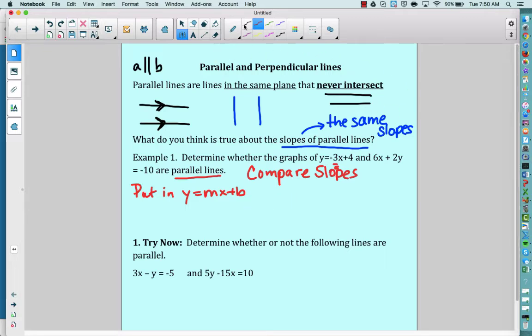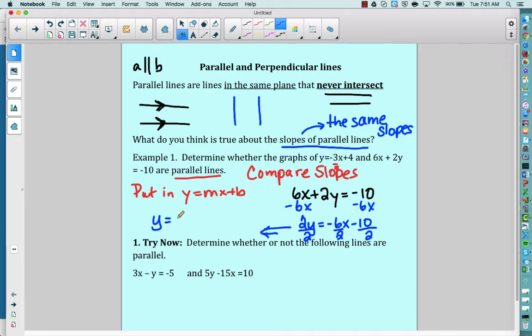All right, so let's try this next equation. Let's put it in y equals mx plus b. We've got 6x plus 2y equals negative 10. I'm going to solve for y. I'm going to subtract the 6x to the other side, and put it in front. So 2y equals negative 6x minus 10. Then I'm going to divide every term by 2. So I get y equals negative 3x minus 5.